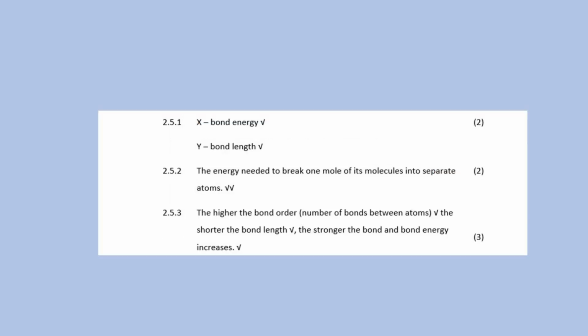2.5.1, X is representing the bond energy, Y is representing the bond length. 2.5.2, it's the energy needed to break 1 mole of its molecules into separate atoms. And 2.5.3, the higher the bond order, number of bonds between atoms, the shorter the bond length, the stronger the bond, and thus the bond energy increases. Right, I hope you got those right.